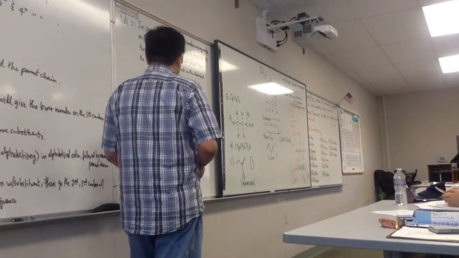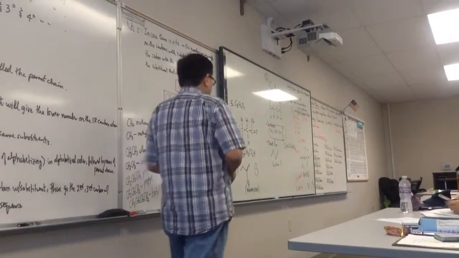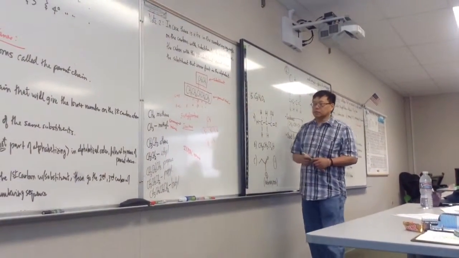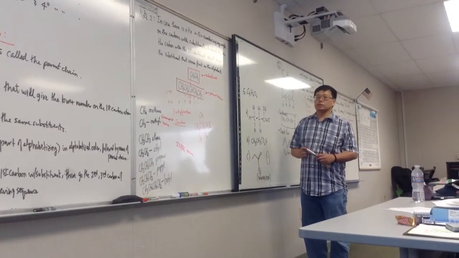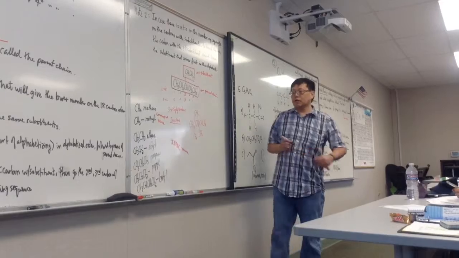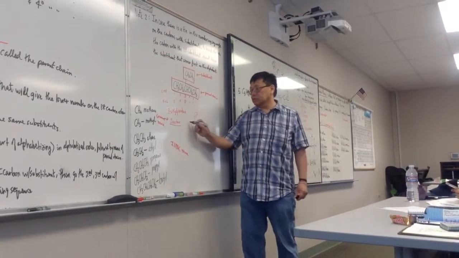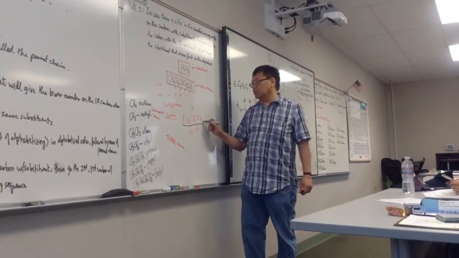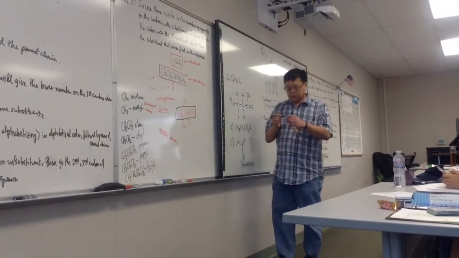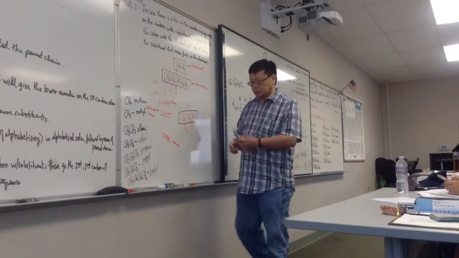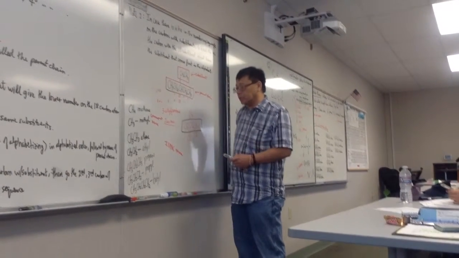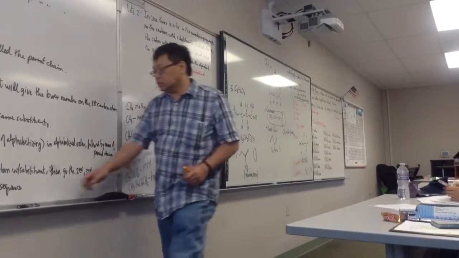Okay, so let's look at this one. Let's apply rule 1 and rule 2 and rule 3 for this one. First rule is find the longest carbon chain. How many carbons are we seeing there? 5 carbons. Okay, so this is your parent chain. Anybody know what's a 5 carbon parent chain? Pentane, correct.